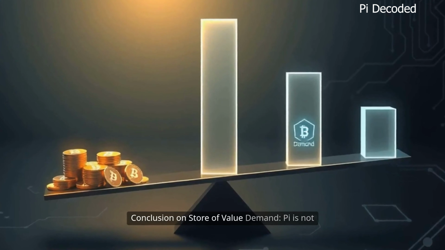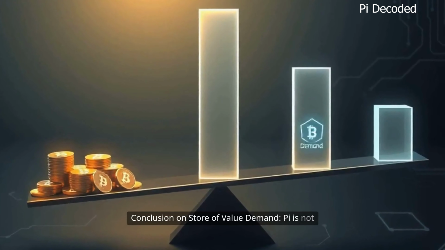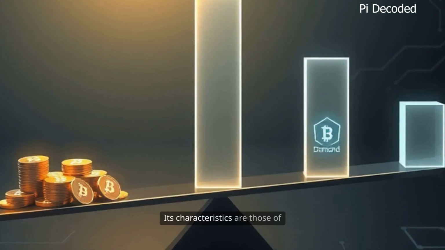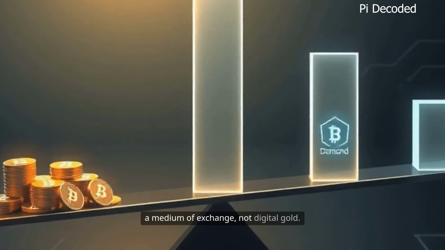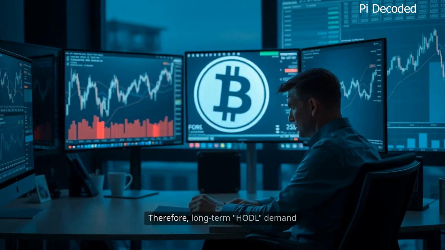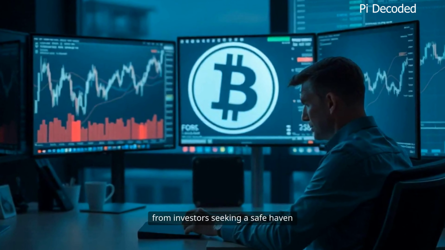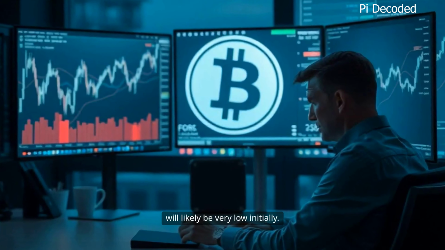Conclusion on store of value demand. Pi is not designed to be a store of value like Bitcoin. Its characteristics are those of a medium of exchange, not digital gold. Therefore, long-term HODL demand from investors seeking a safe haven will likely be very low initially.